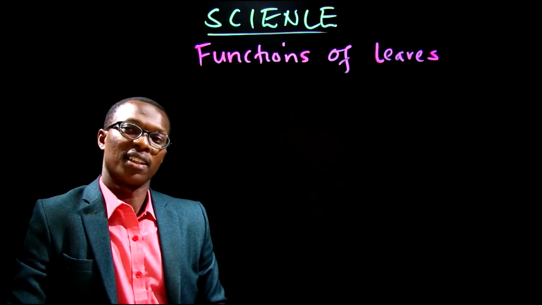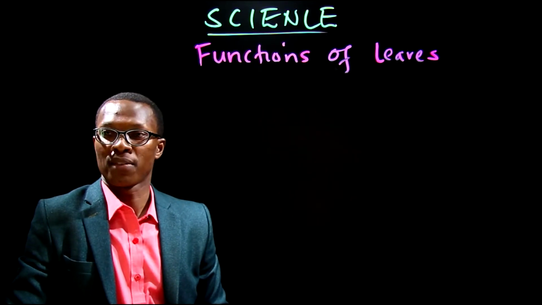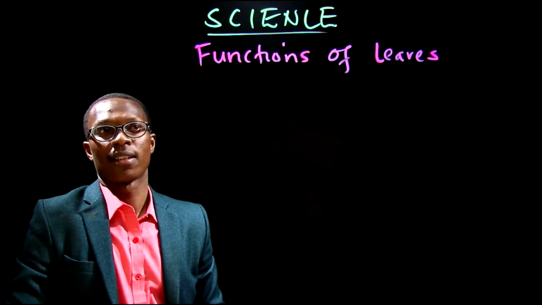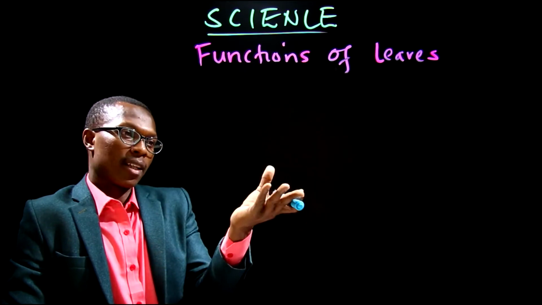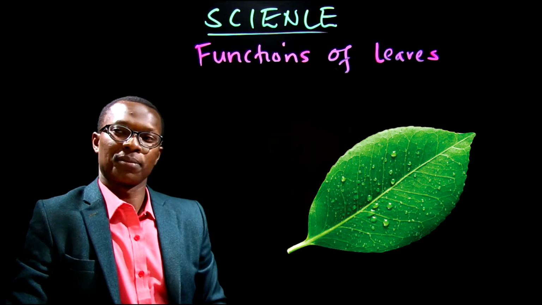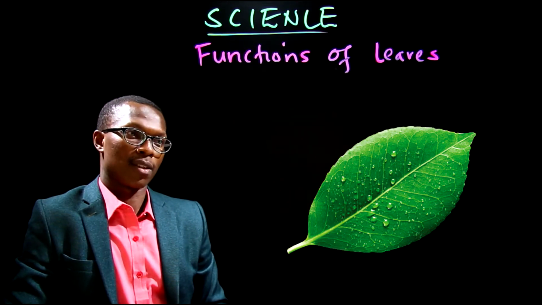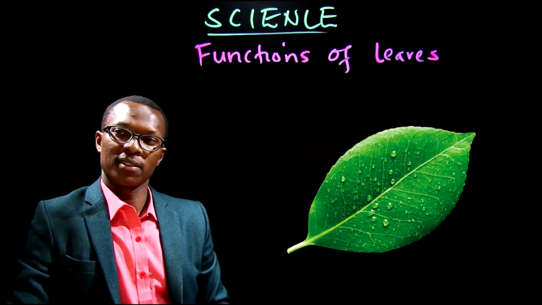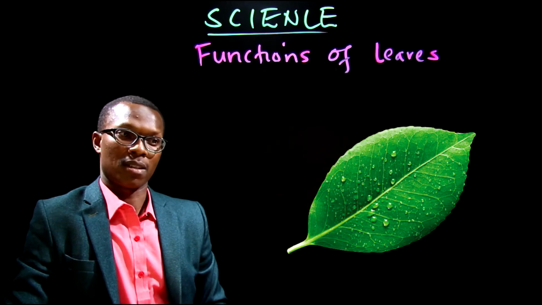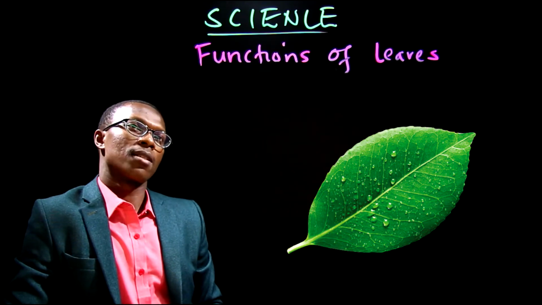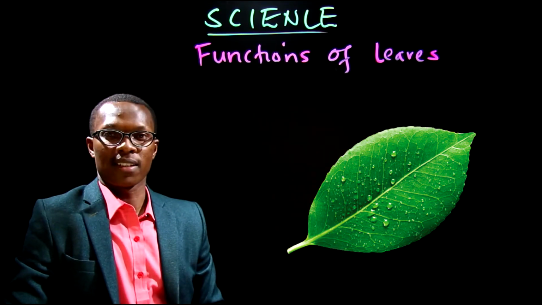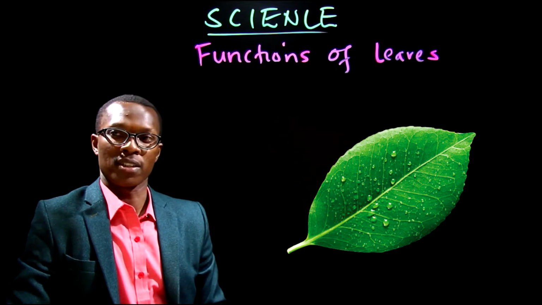Now in today's session we'll be discussing more about the functions of leaves. I want you to take a look at the leaf on the screen. Which color does it have? It's green, yes? That's very important in a leaf when manufacturing food.